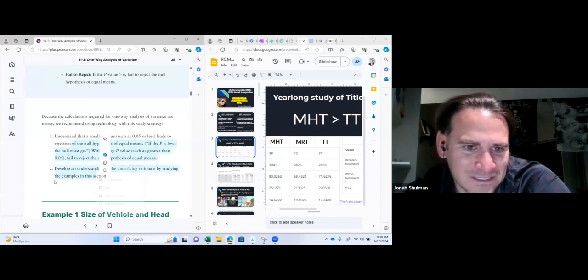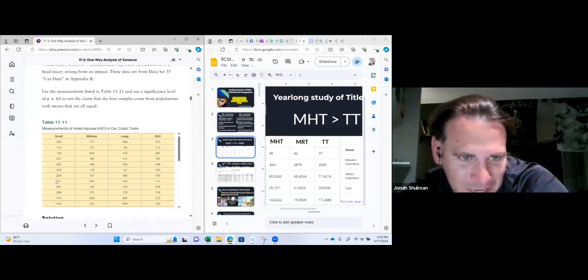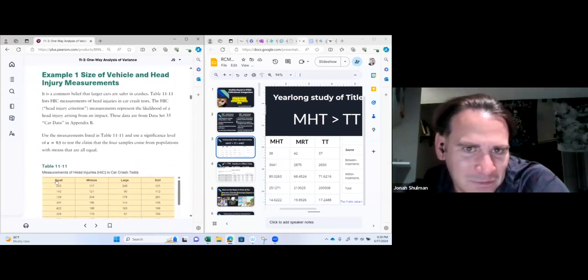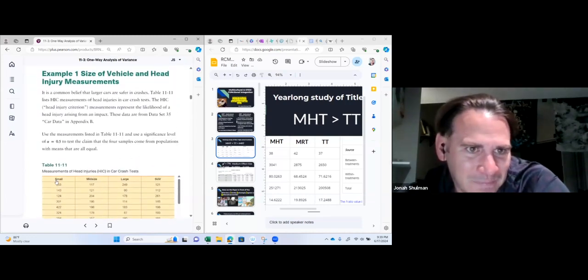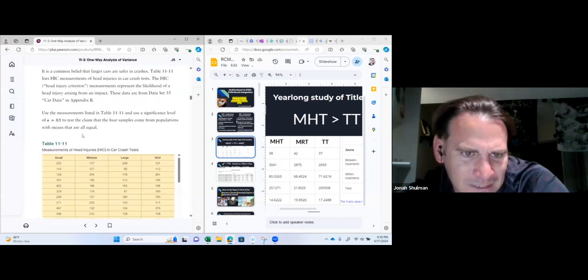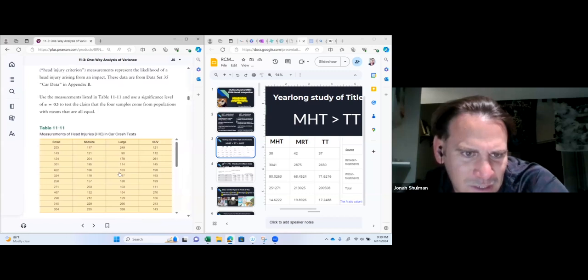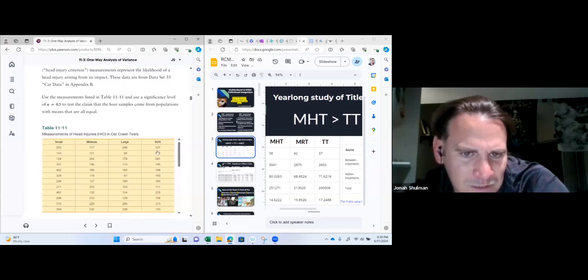Develop an understanding. Sweet, we get to do one. Should we do it by hand? Oh, it's so big. Maybe we can anyway. It is a common belief that larger cars are safer in crashes. The head injury criterion measures head injuries in car crash tests. We've got small, mid-sized, and large cars, so we have 4 groups.